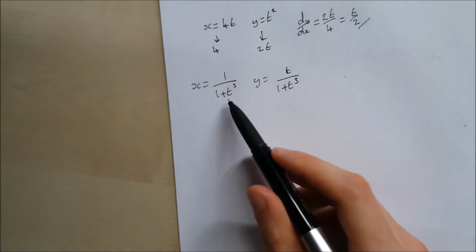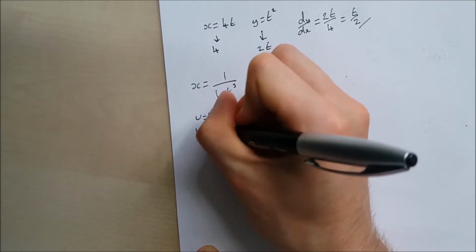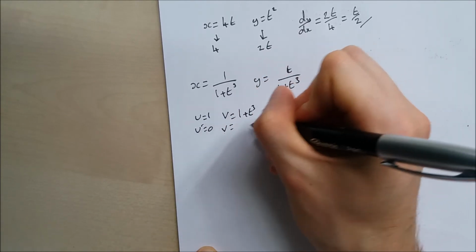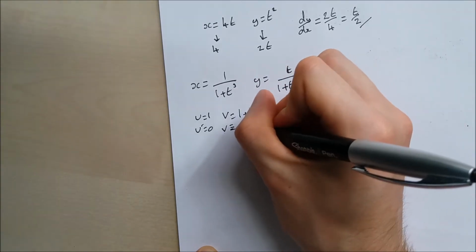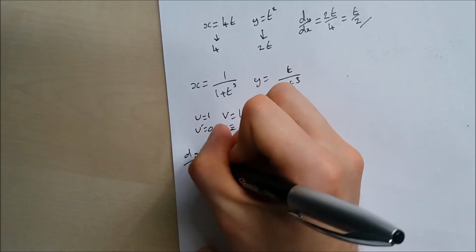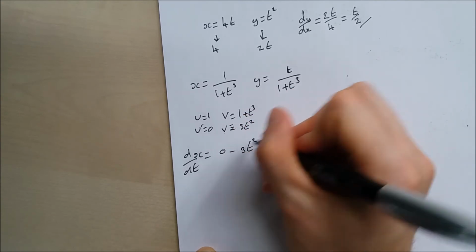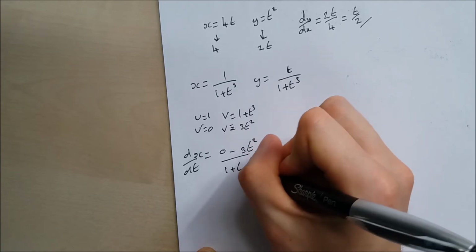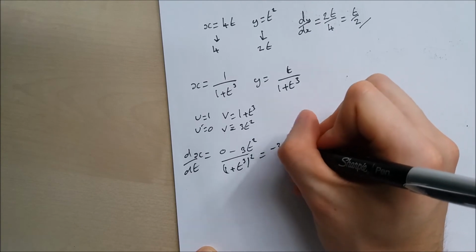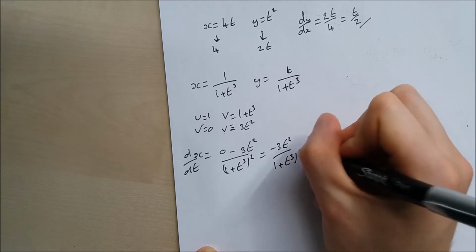If you differentiate this for the x, you would use the quotient rule. So u equals 1, u prime equals 0, v equals 1 plus t cubed, v prime equals 3t squared, so dx/dt equals 0 minus 3t squared over (1 plus t cubed) all squared. So just simplifying gives minus 3t squared over (1 plus t cubed) all squared.